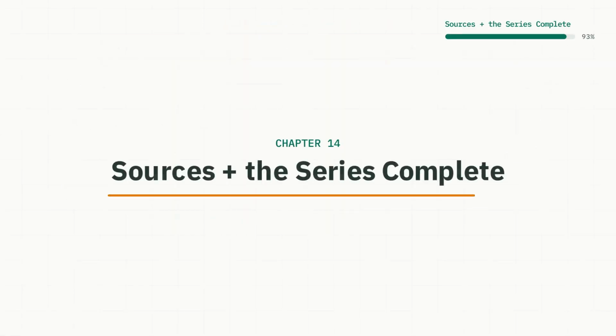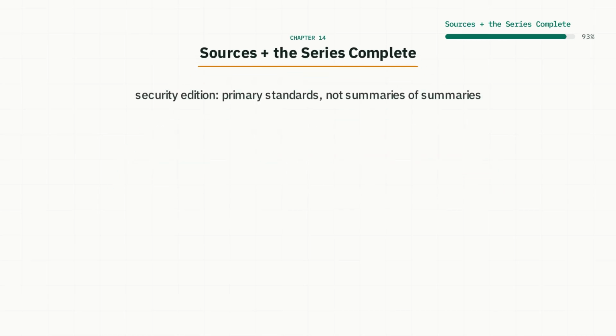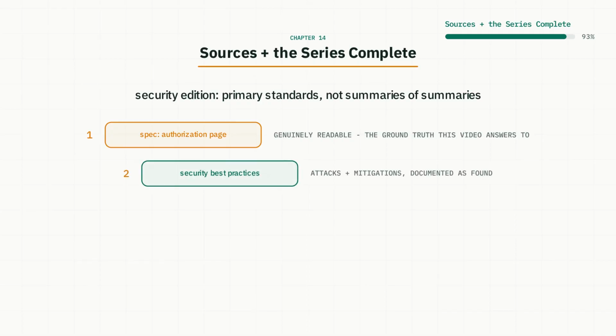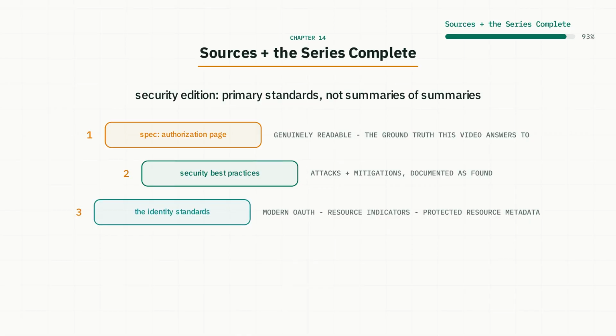Chapter 14, Your Sources, Security Edition. The authorization page of the current specification, it is genuinely readable, and it is the ground truth this video answers to. The security best practices page beside it, where the ecosystem documents attacks and mitigations as they're found. The identity standards underneath, the modern authorization framework, resource indicators, protected resource metadata. If you implement, read the primary standards, not summaries of summaries.